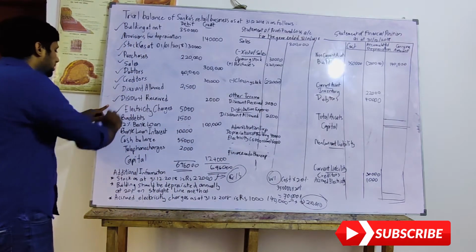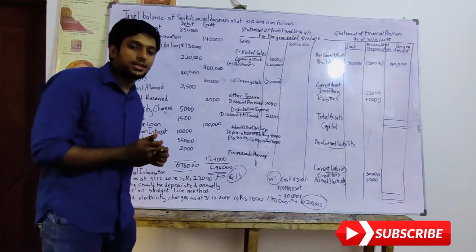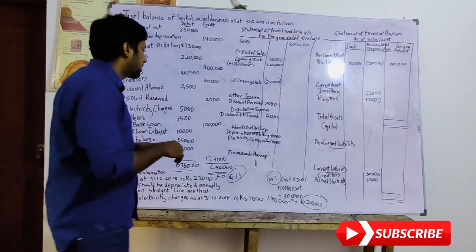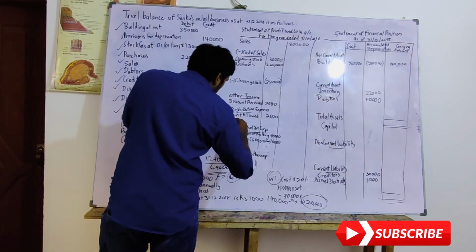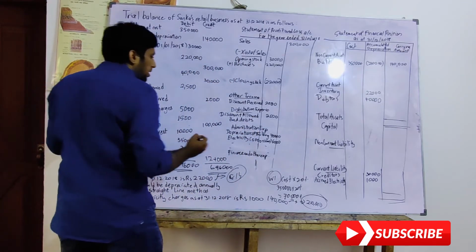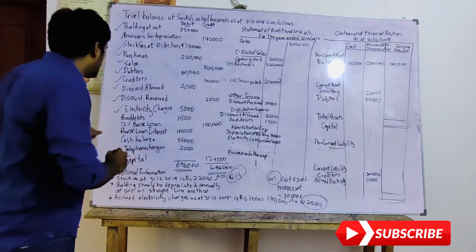Electricity charge is already done. Bad debts, it's a distribution expense, because when you sell to a credit customer, if he doesn't pay you, then of course it becomes a bad debt. So I'll take it under distribution expenses as bad debts, 1,500. So I've done this bad debts adjustment also.